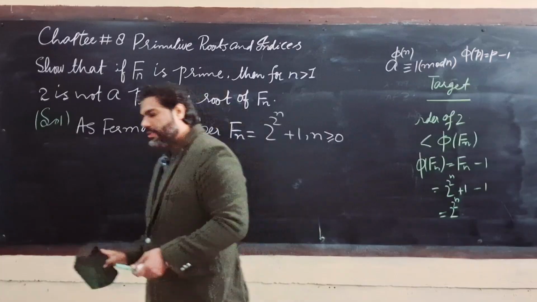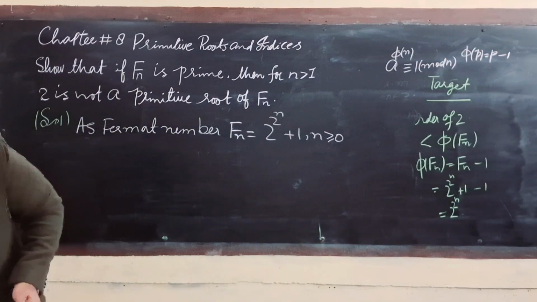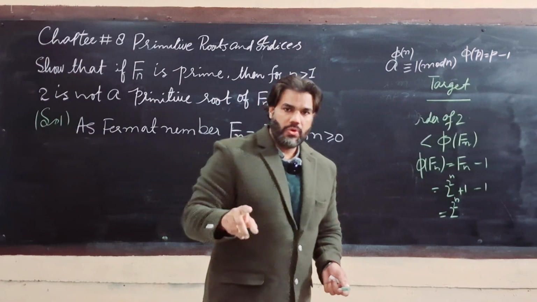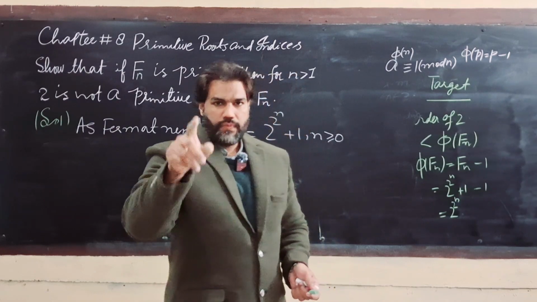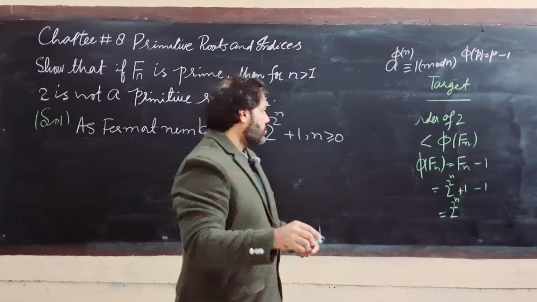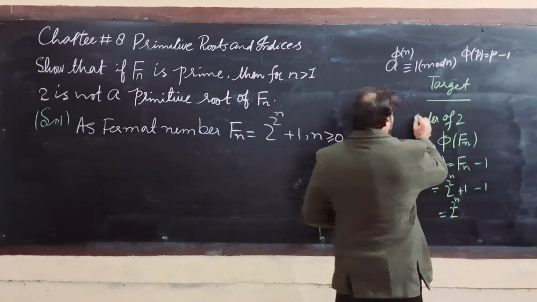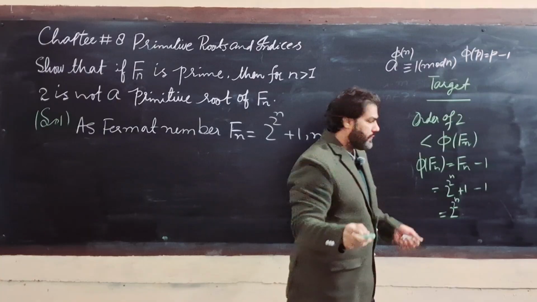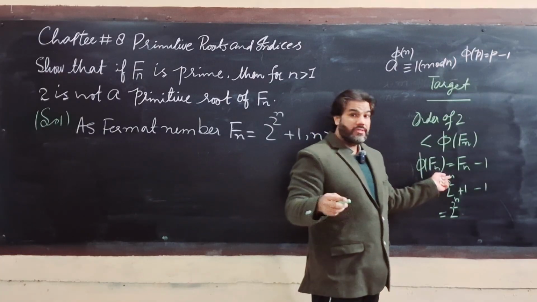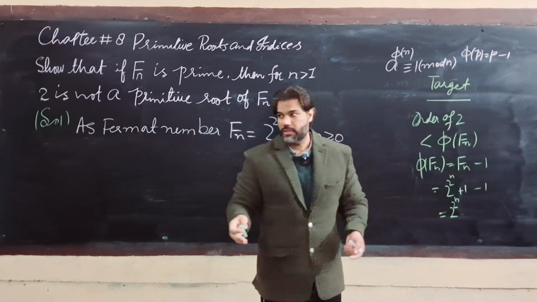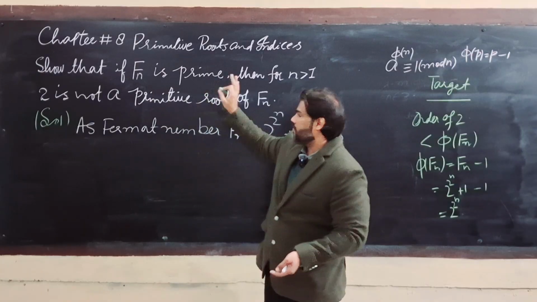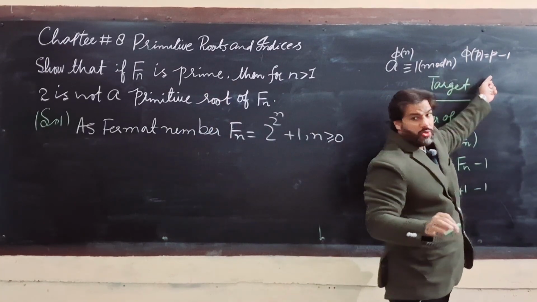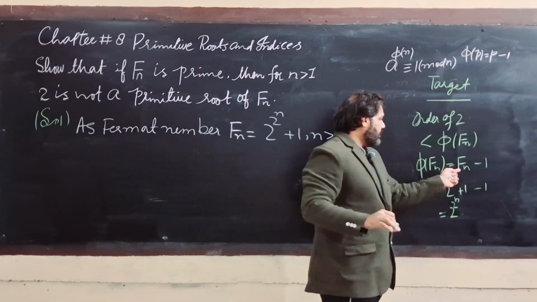Actually, what we have to show is that 2 is not a primitive root of Fn. A number is called a primitive root if its order is equal to phi of Fn. So my target is to show that the order of 2 should be less than phi of Fn. What is phi of Fn? As we have assumed that Fn is a prime number, in case of a prime number the value of phi should be equal to p minus 1. So this is equal to Fn minus 1.